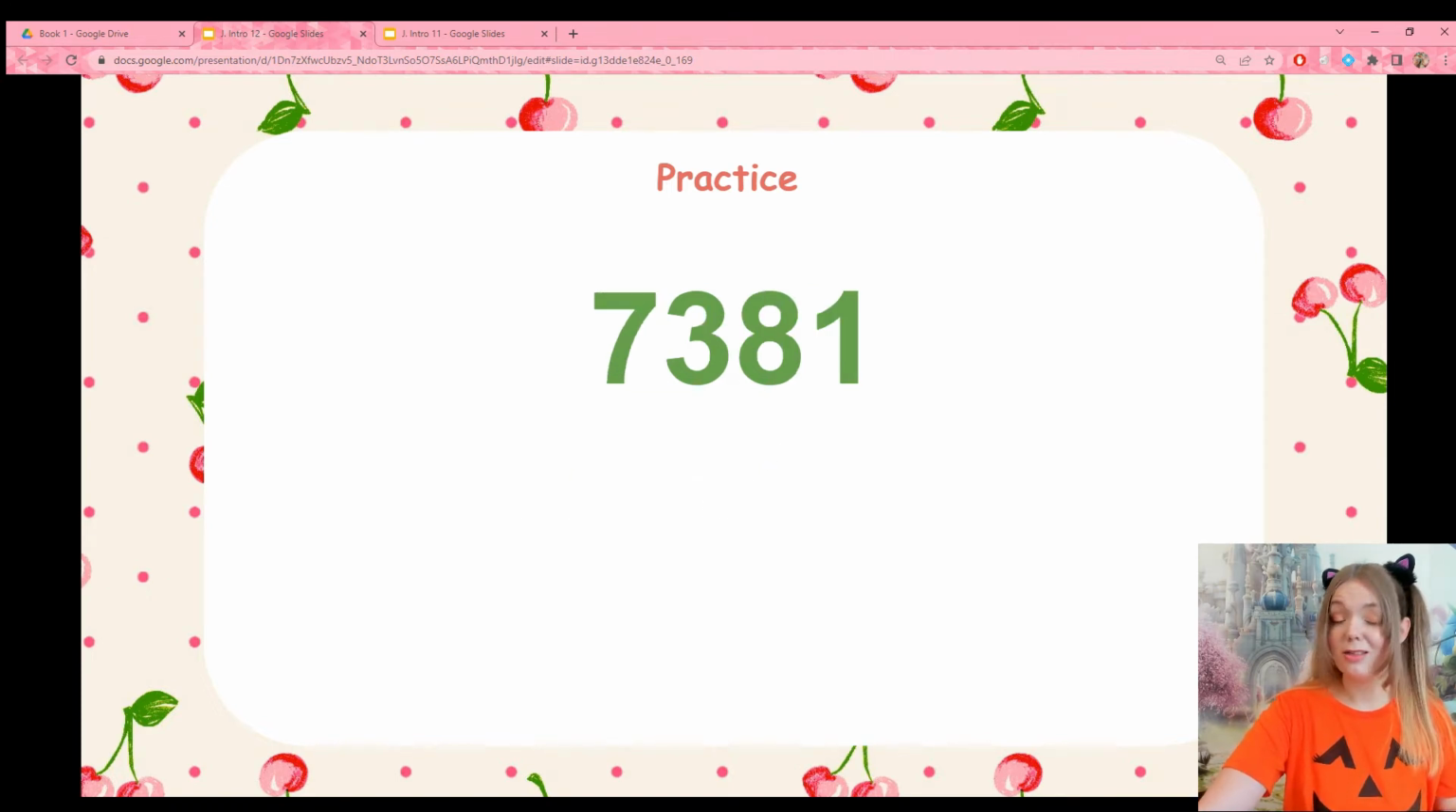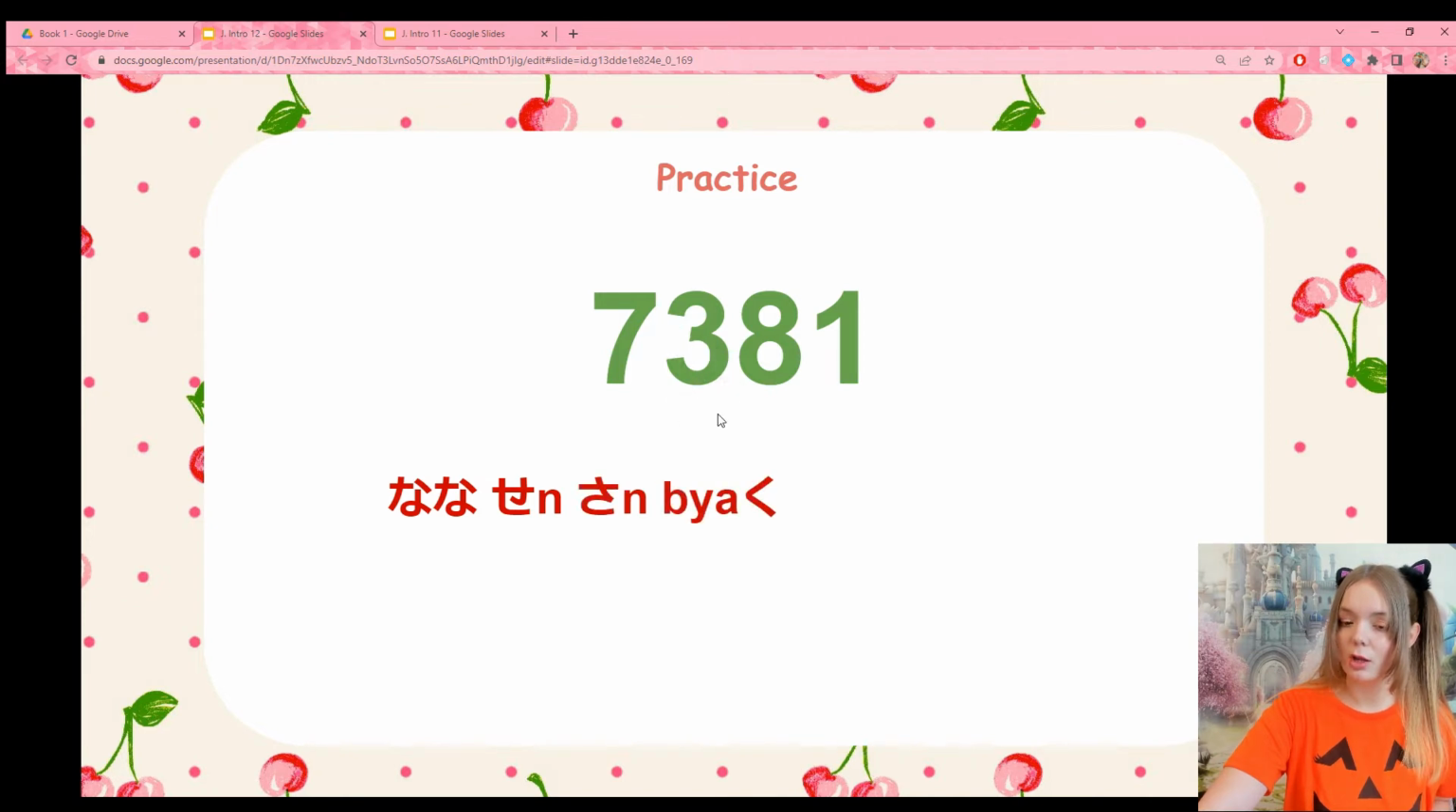254. How about this one? This is a long one, but it works exactly the same. Just go step by step. But remember, this is a 7. What can we not do with 7? We cannot use shichi. We cannot say shichi-sen. It has to be nana-sen. How do I say 300? San byaku, right? It's a byaku. Nana-sen, 300.